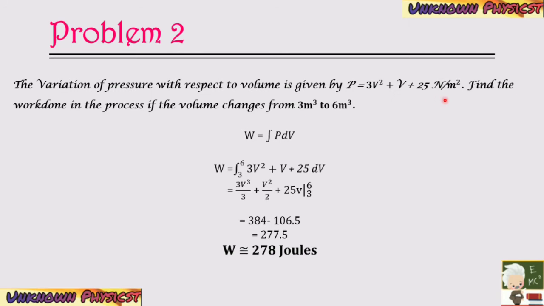Our next problem: the variation of pressure with respect to volume is given by P is equal to 3V square plus V plus 25 Newton per meter square. Find the work done in the process if the volume changes from 3 meter cube to 6 meter cube. Here we have to find the work done. The work done in integral form is W is equal to integral P dV. They have given a relation for P, so substitute it. Your limits will be from 3 to 6 because the volume changes from 3 to 6. Integrating it and substituting the limits, you will get your answer as 277.5 joules, approximately 278 joules.